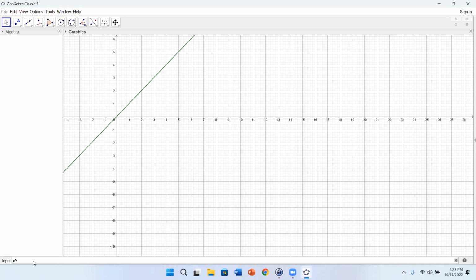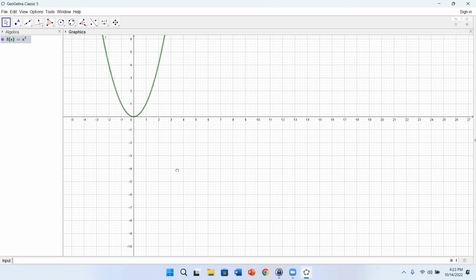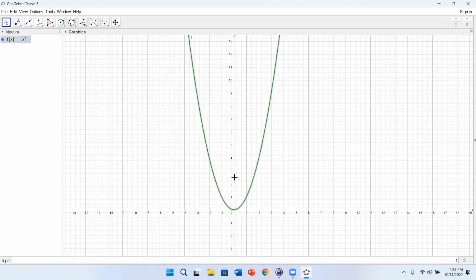So in GeoGebra, you can simply say y is equal to x, but once you do an x square, you will get the x square curve. Now let's see what this means. We already know that one square is one, and two square is four, and three square is nine. So the square curve builds up pretty quickly.